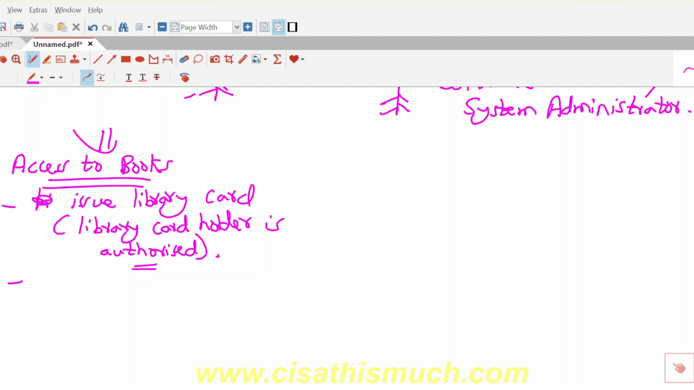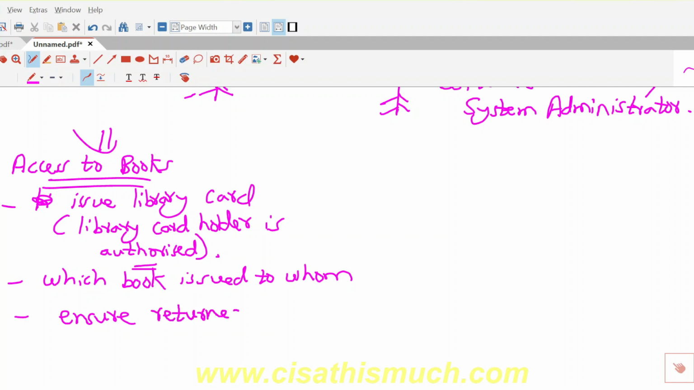Then that person, the librarian, will manage which book is issued to whom, and will also ensure that the book is returned in the right condition, right? Now, similarly, in the case of a software library the same thing happens.